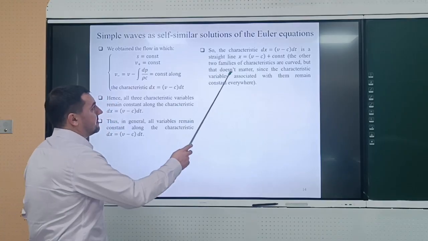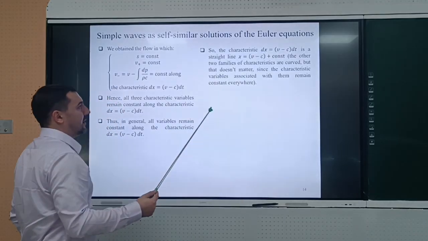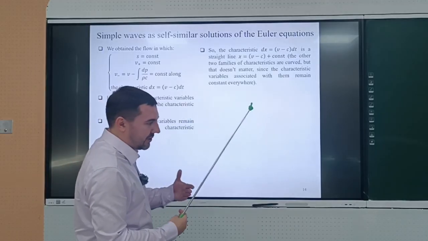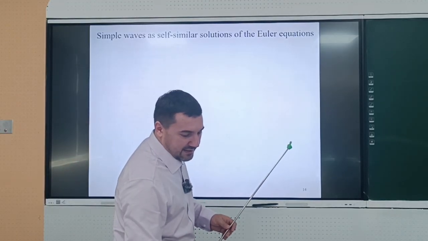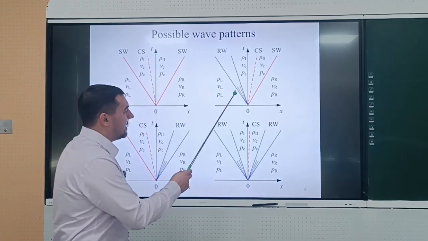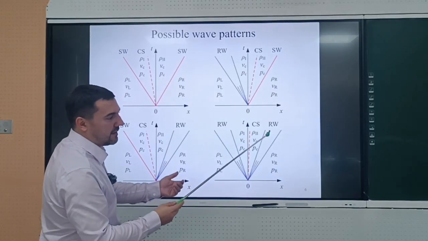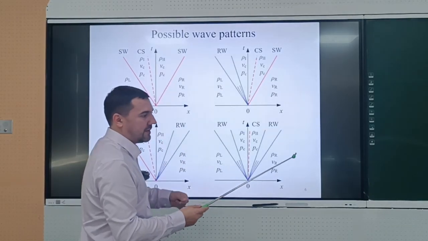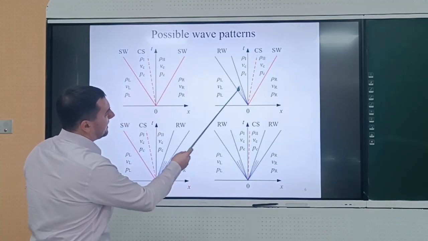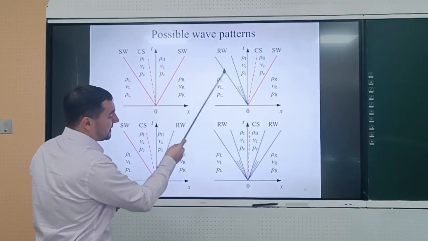So the characteristic is a straight line, because all the variables are constant along this characteristic curve. That is why in simple waves, the characteristics are straight lines. And that is why when people write these diagrams, they call this rarefaction wave a rarefaction fan, like the fan that you use when the weather is hot. It's not just the schematic, because indeed here in this rarefaction wave, all characteristics are straight lines.